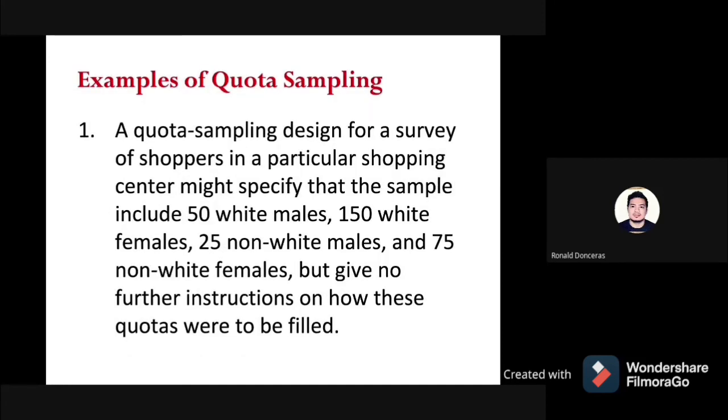Okay, example, a quota sample designed for a survey of shoppers in a particular shopping center might specify that the sample include 50 white males and 150 white females. So, 25 non-white males and then 75 non-white females, but give no further instruction on how these quotas were to be filled. So, ang nagiging nature lang dito ay parang nag-estimate lang tayo ilan pa yung need natin. So, kung sinabi natin ng 100, sige, kuha tayo ng 100. So, the quota is 100.